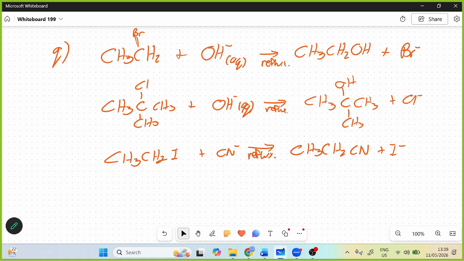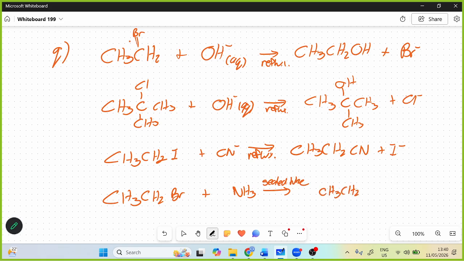And with ammonia, this is called the bomb. It's actually very dangerous because you're using high temperature and high pressure. And this reaction will actually continue to react to form secondary, tertiary, and quaternary amines, which might not be what you want, but it will happen. Sealed tube. I wrote sealed tube because he actually gave you sealed tube in the question.